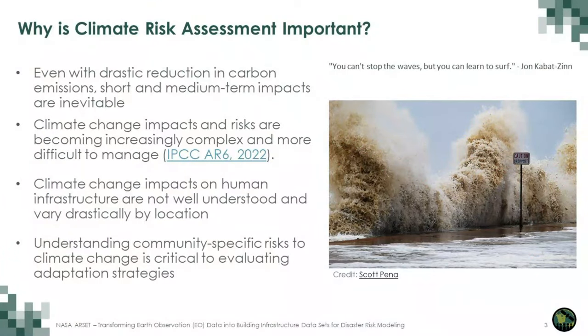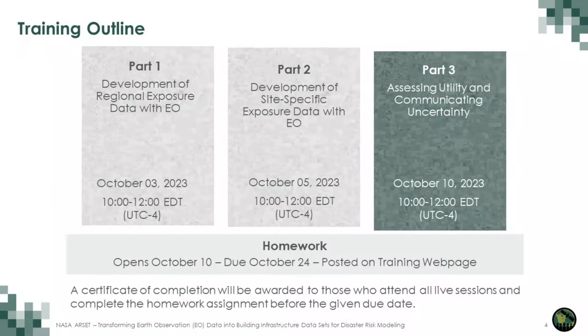Just to quickly catch us up to speed, why is climate and disaster risk assessment important? Even with drastic reduction in carbon emissions, short and medium term impacts are inevitable. Climate change impacts and risks are becoming increasingly complex and more difficult to manage. Climate change impacts on human infrastructure are not well understood and vary drastically by location. So understanding community-specific risks to climate change is critical to evaluating adaptation strategies.